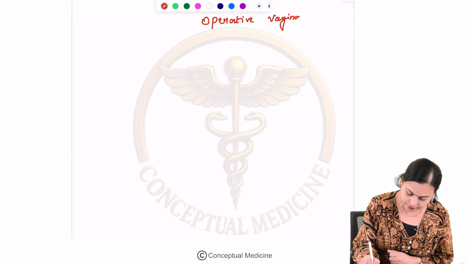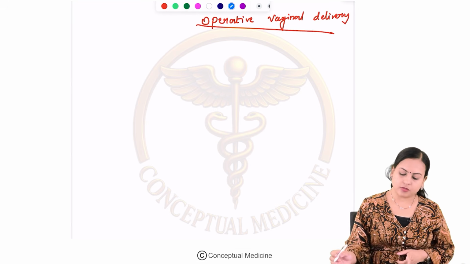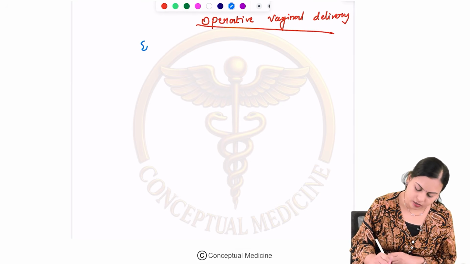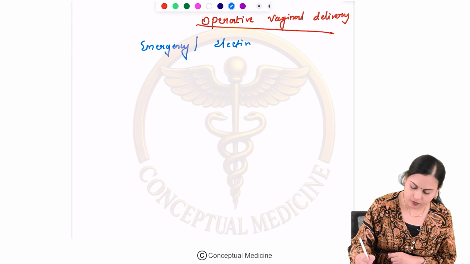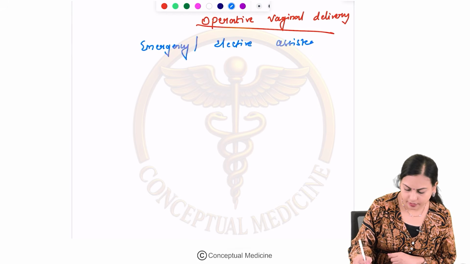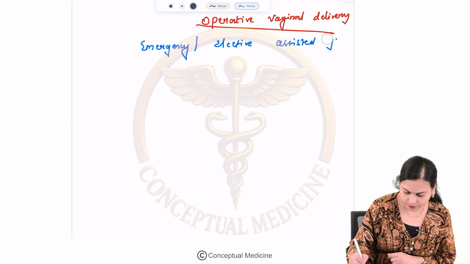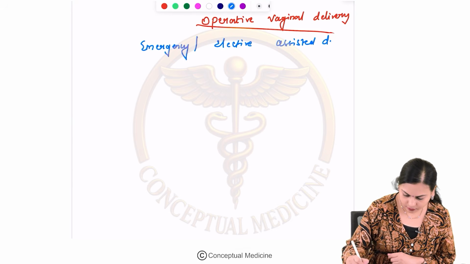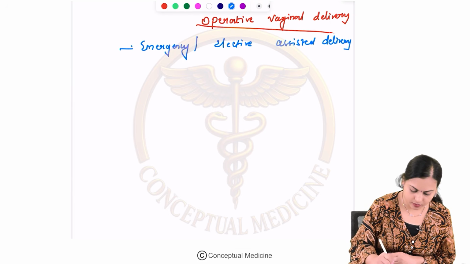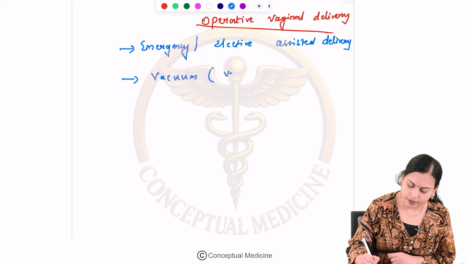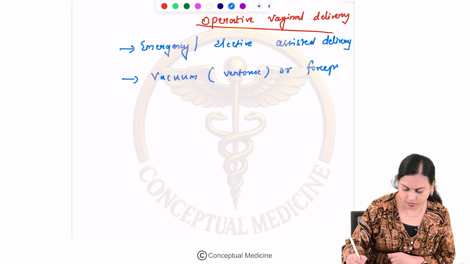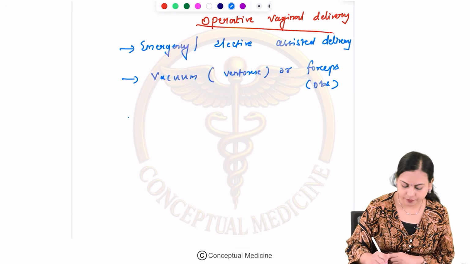Operative vaginal delivery. This can be an emergency or elective type of assisted delivery. We'll be using vacuum or ventouse or forceps. Okay, that is obstetric forceps.